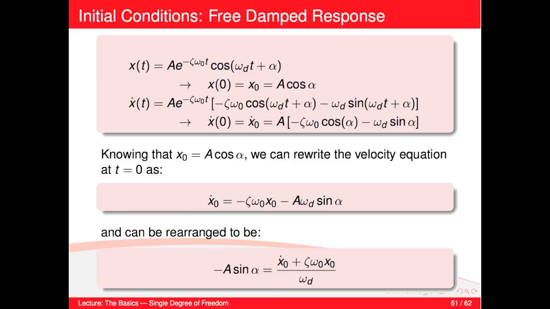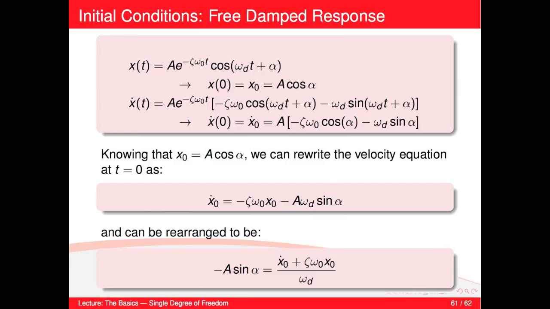Because we have an exponential in terms of time and a cosine term in terms of time, we have to use the product rule to take the derivative with respect to time. This is why we've ended up with a cosine term and a sine term in the same equation. The cosine term has a minus zeta omega naught term in front of it, which comes from the exponential, and the sine term has an omega d term, which comes from taking the derivative of the cosine to give us minus omega d sine of omega d t plus alpha.